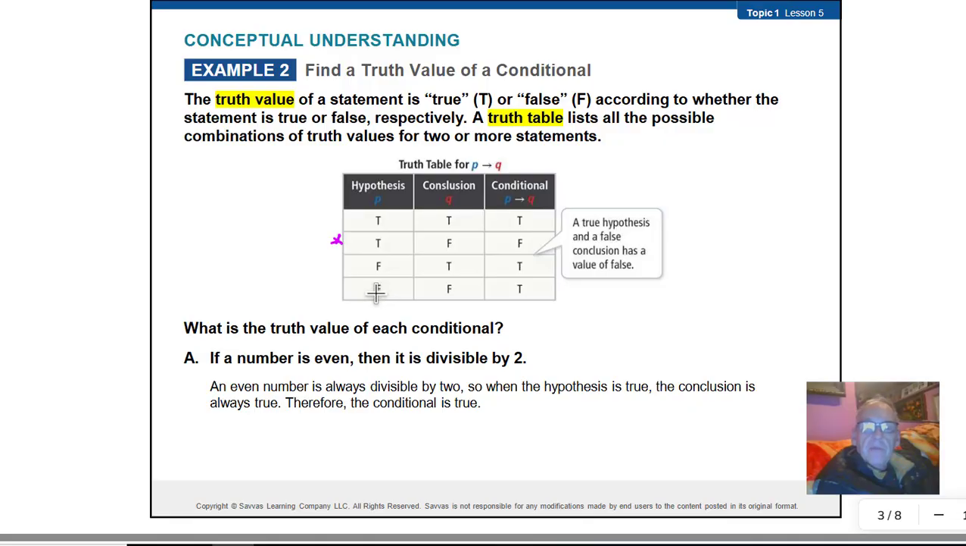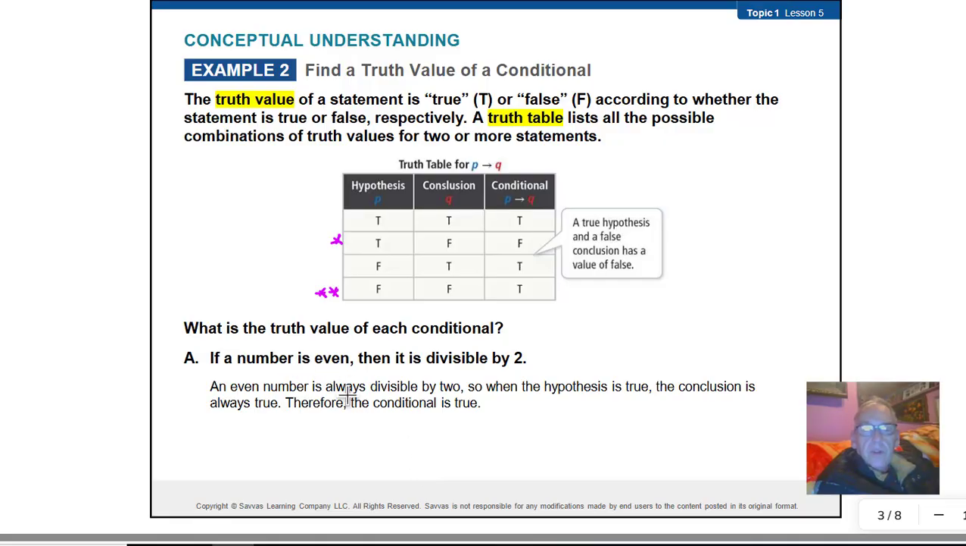If the hypothesis is false and the conclusion is false, really the statement says nothing about the situation, so we just have to assume that it's true. So this is the one that is a little bit tricky to try to logically reason through, but if you just remember that if they're both false, then we just have to assume that the statement is true.